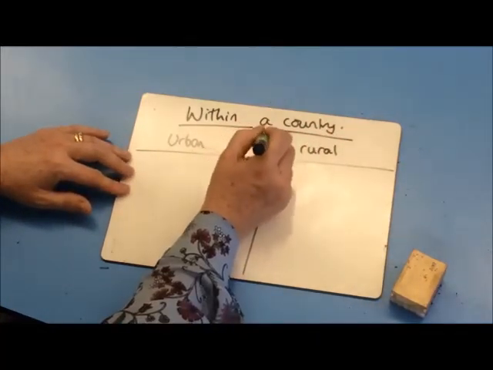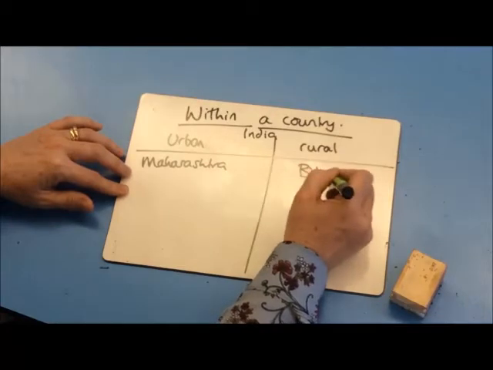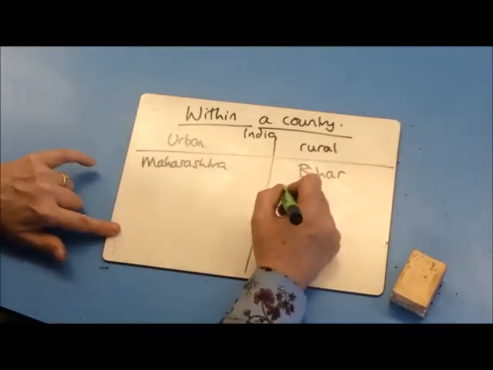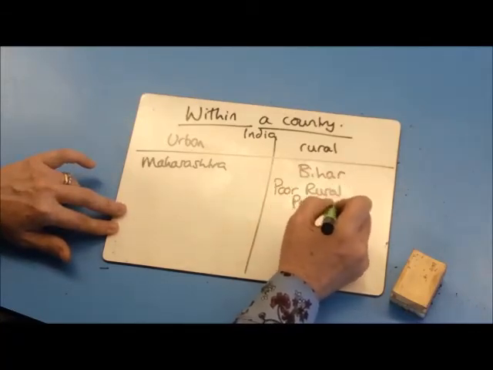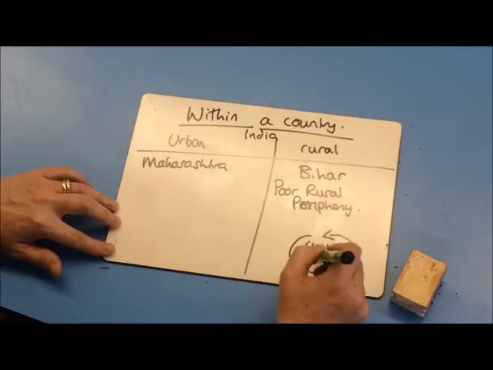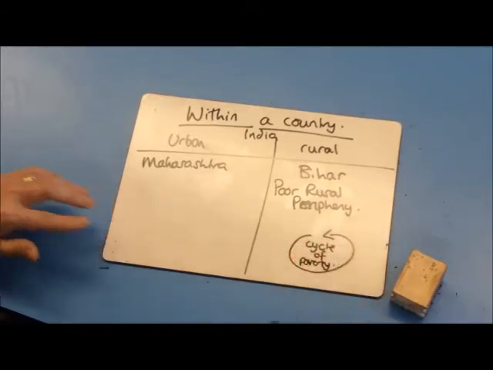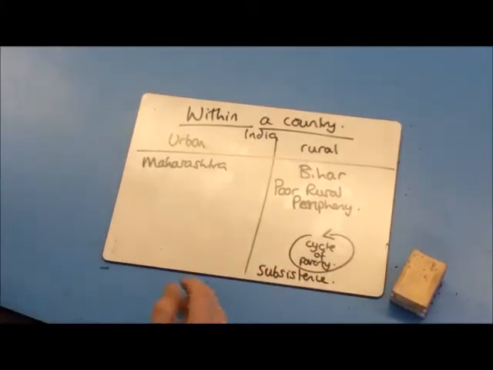So here we're going to India, and you learnt about Maharashtra and Bihar. Bihar is the poor rural periphery. Half the people here live below the poverty line. They are trapped in the cycle of poverty because many are subsistence farmers who only grow enough food for themselves. They can't take anything to market to earn a little bit of extra money. Therefore, they can't invest in making their farm more profitable or more efficient, and therefore they're constantly locked in that cycle of poverty. It is very difficult to escape.